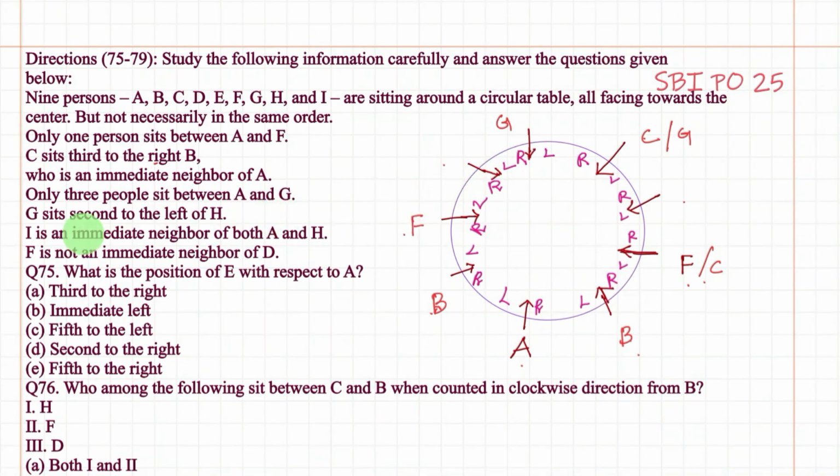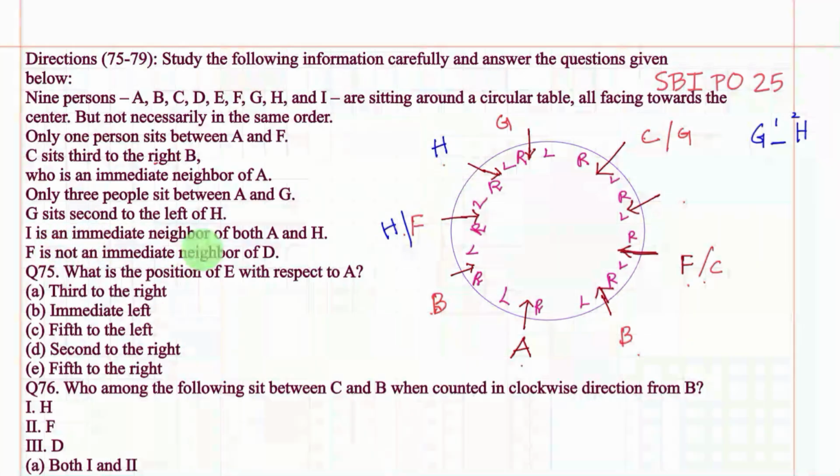And then G sits second to the left of H. If H is here, first, second to the left of H, which means H is to the right of G. First, second to the right of G. So if I consider this as G's place, then to the right of G, the second place, H is sitting. Or if I consider this as G, then first, second, this might be H's place. I'm not sure yet. Let's have it as it is.